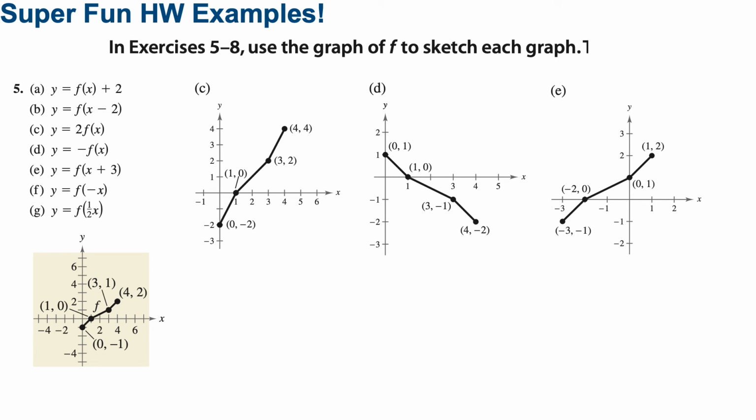Okay. And then D, it's just reflected across the x-axis. So basically, this point comes up here. This point down here moved up to here. This point stayed where it was. This point (3, 1) went down here. And this point (4, 2) went down to (4, -2).